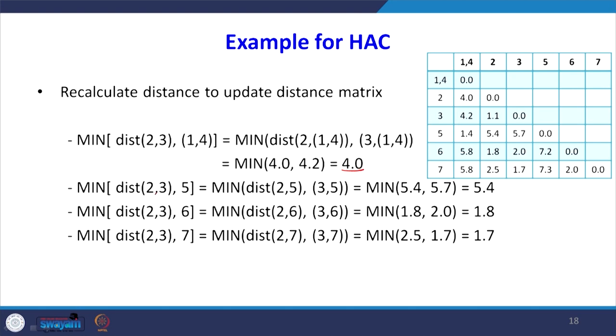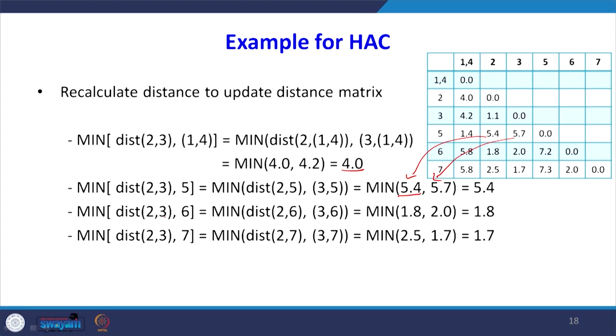Similarly, the distance between this newly formed cluster 2, 3 versus 5, the fifth point. We are not going to the fourth one because 4 has already formed a cluster. So for the fifth one, we have to find the minimum distance of 2, 5 versus 3, 5. In 2, 5 the distance is 5.4, this value. 3, 5 is 5.7. So we got this value. Between 5.4 and 5.7 the minimum is 5.4.